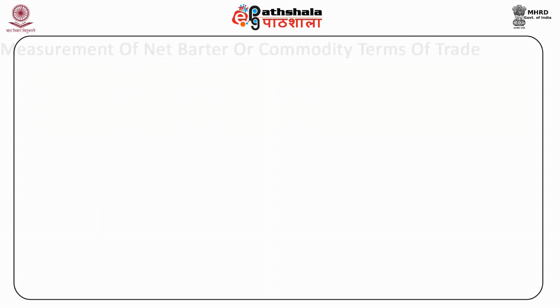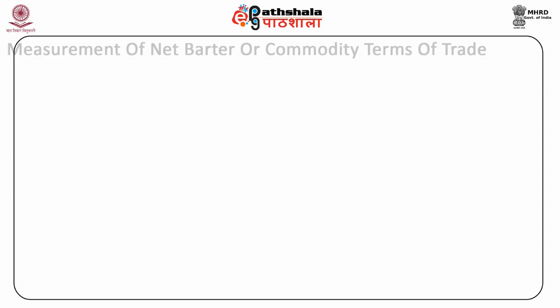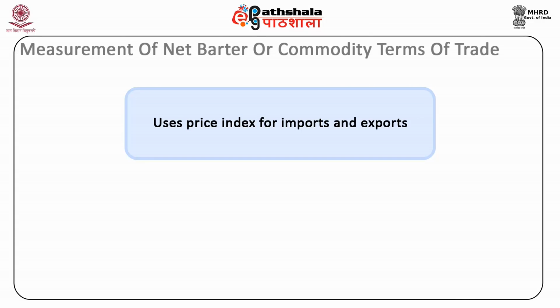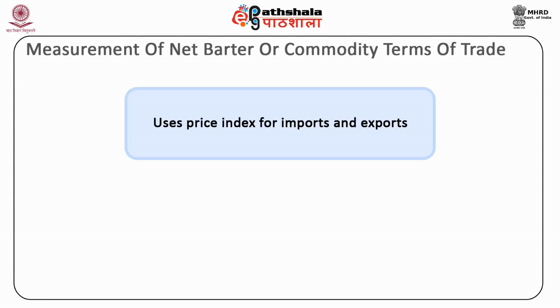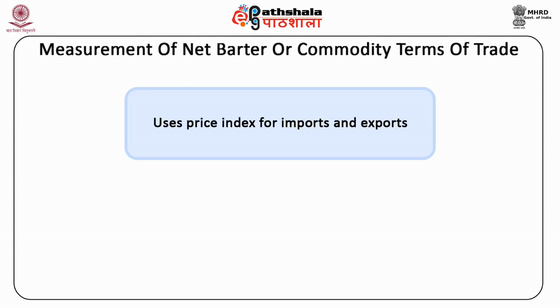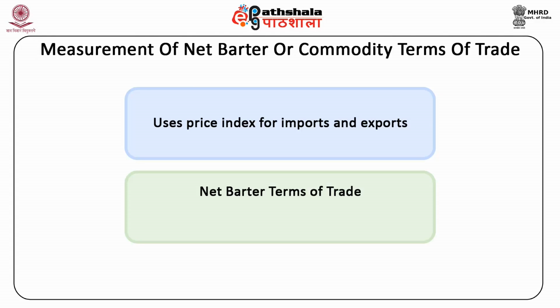Net barter terms of trade is the most commonly used expression for the terms of trade changes in the contemporary world. The gross barter terms concept uses quantity index for imports and exports, whereas the net barter or commodity terms concept makes use of the price index for imports and exports. The distinction between gross and net barter terms of trade was introduced by F. W. Taussig in 1927.